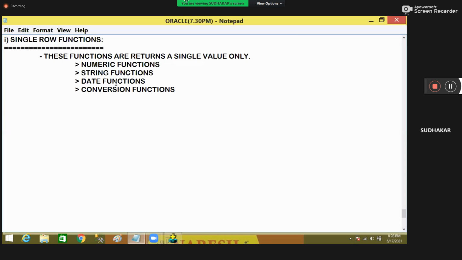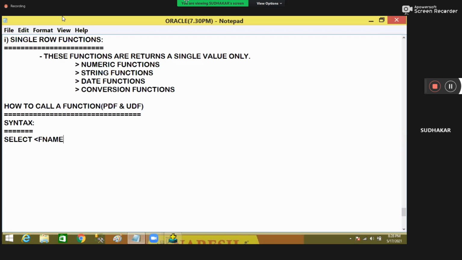Now simply we can say a function. How to call a function? That is a very important point. A function may be predefined or user defined, whatever it is. But how do we call a function in our database application? Here one syntax is there. Observe this formula.